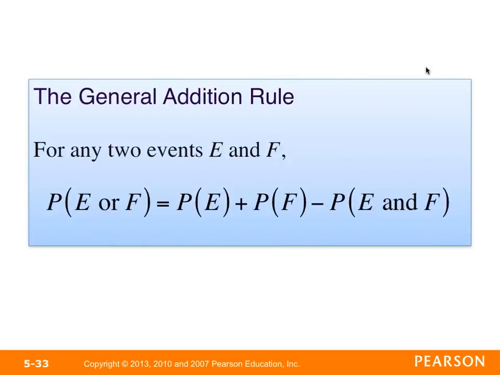Okay, so that was our addition rule when we have disjoint events. We also have a general addition rule, and this works for disjoint events or events that are not disjoint. So for any two events, E and F, the probability of getting E or F starts out the same way. It starts out as probability of E plus probability of F. However, when you have two events that are not disjoint, you need to subtract the overlap so that it is not counted twice in your actual equation.